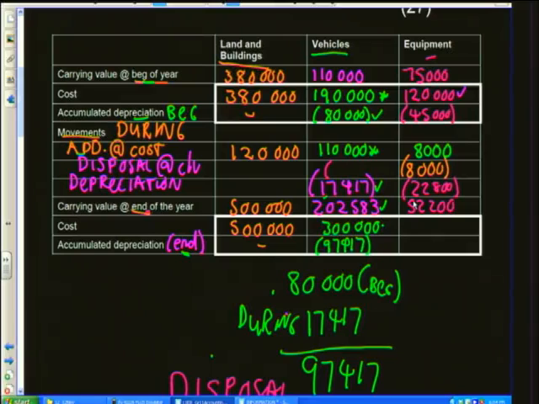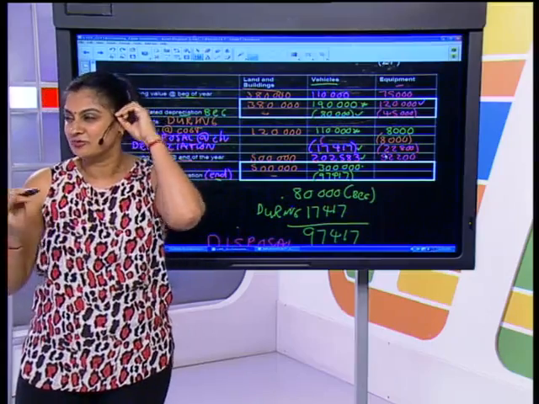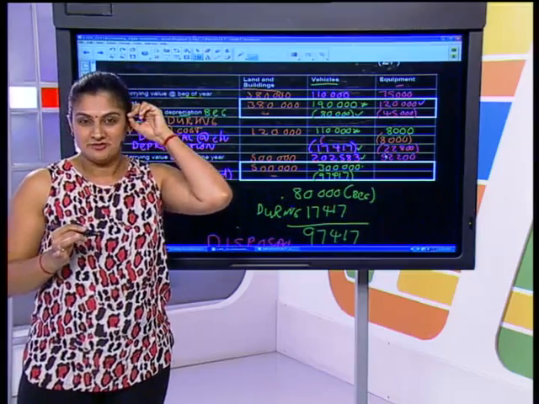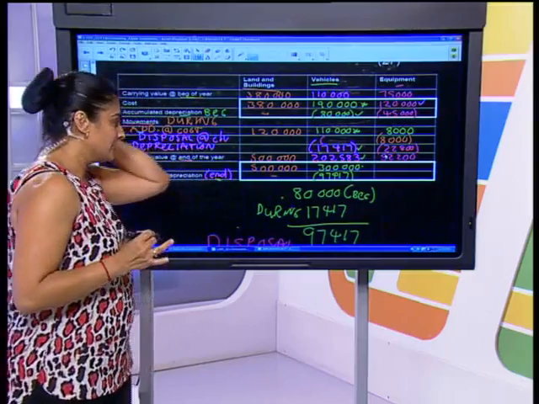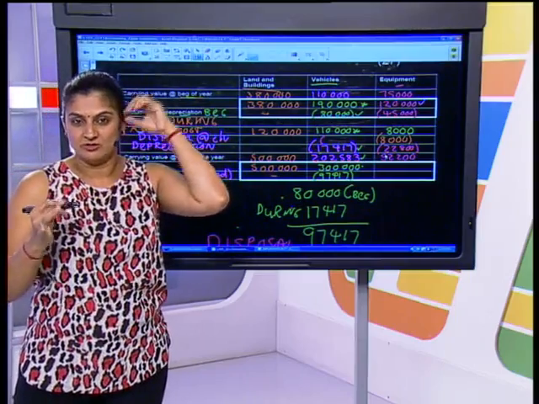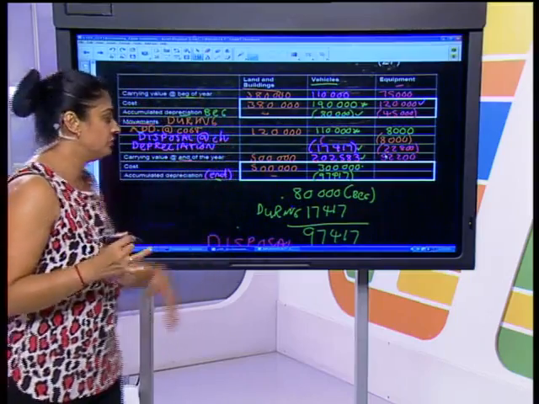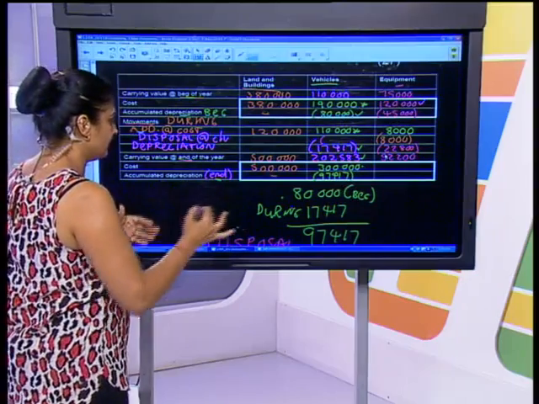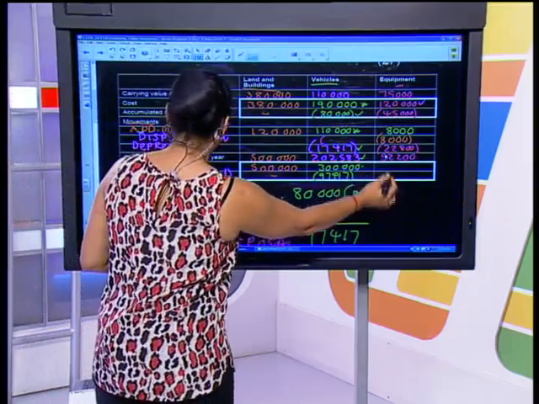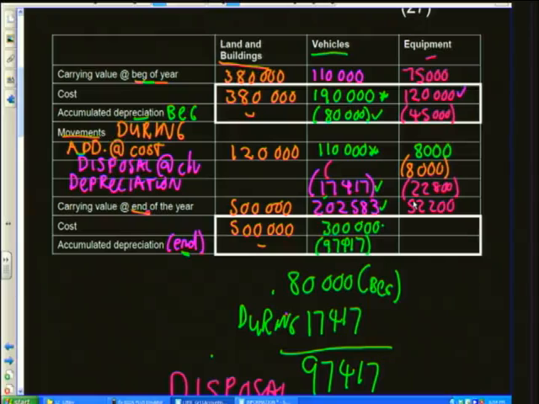Again, a bit of calculation, and I know with accounting, there's so much calculation. But because it's so important, for the last two lines I really need you guys to pay attention to how I'm going to calculate my cost and my accumulated depreciation at the end of the year. So I'm just going to quickly erase this.